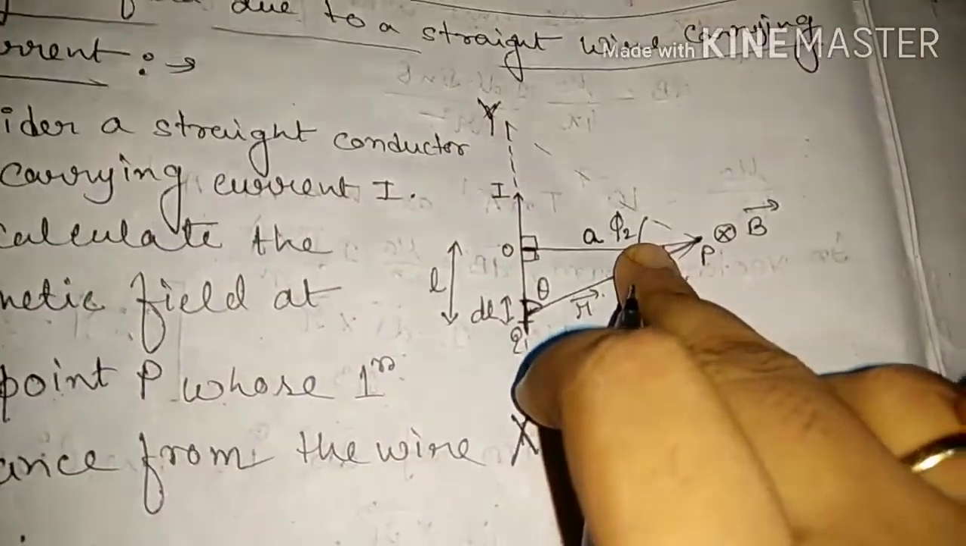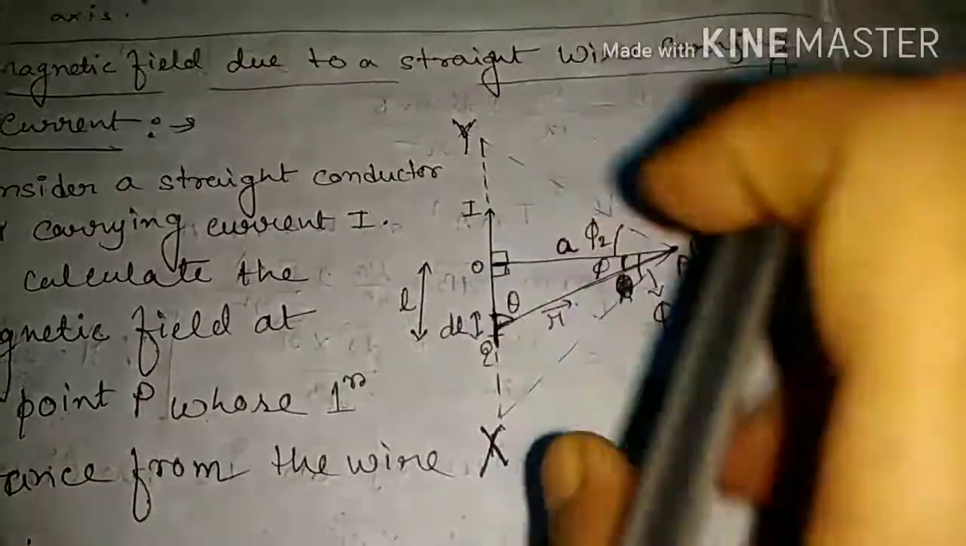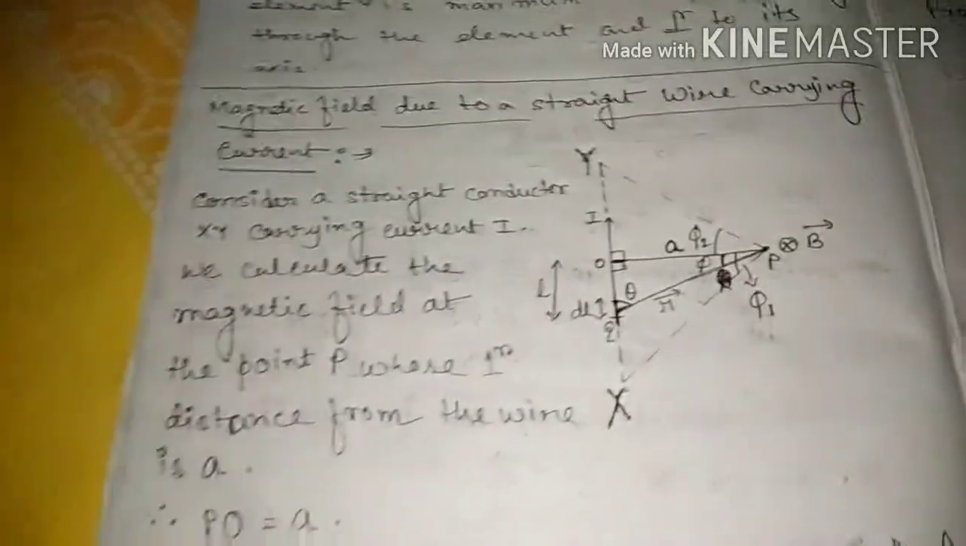So theta equals what we can write? 90 degrees minus phi. So sin theta equals sin of 90 degrees minus phi, that will be cos phi.